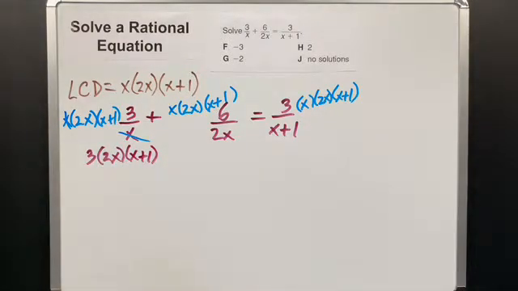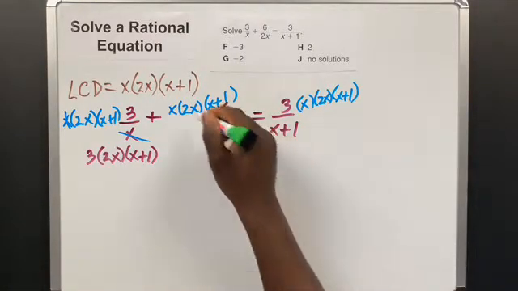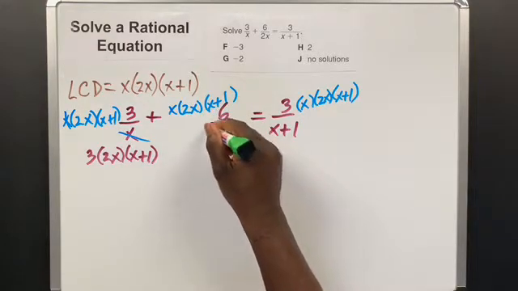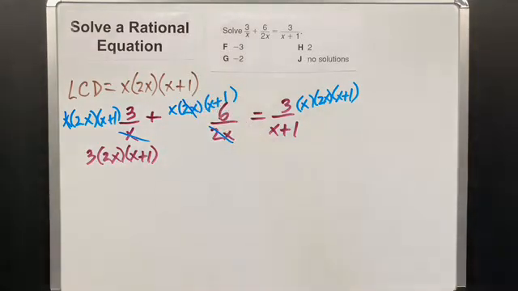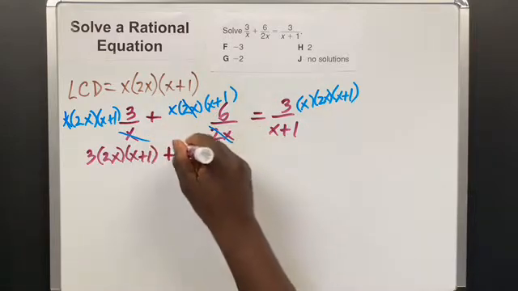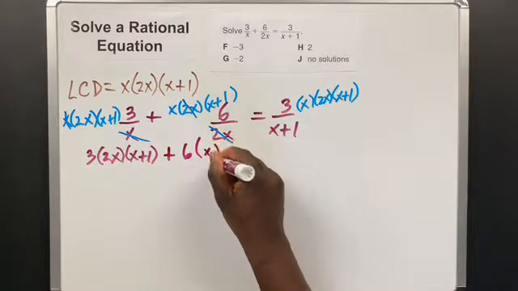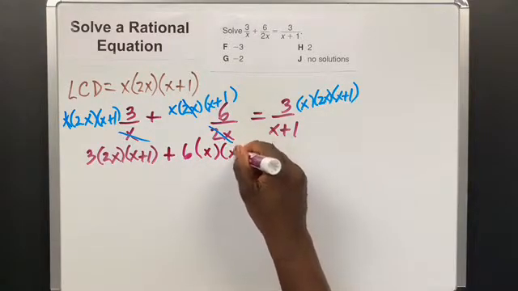We're going to do the same thing over here. Multiplying this LCD by 6 over 2x, we see that the 2 times x and 2 times x cross out, and we bring down the plus operation right here. And what we're left with is 6 times x plus 1.